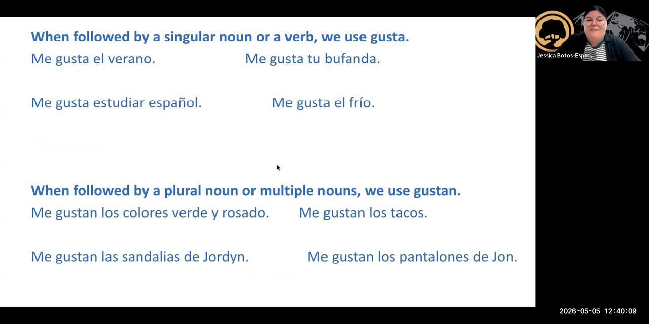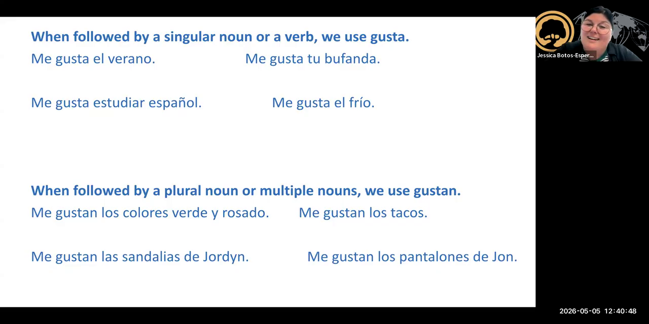Again, here are some examples of gustar followed by a singular noun or a verb. Me gusta el verano. I like summer. El verano is singular, so I'm going to choose gusta. Me gusta estudiar español. I like to study Spanish. Estudiar is a verb, so if I have the choice between gusta and gustan, I'm going to choose gusta. Me gusta tu bufanda. I like your scarf. Tu bufanda is singular, so gusta. Me gusta el frío. I like the cold.